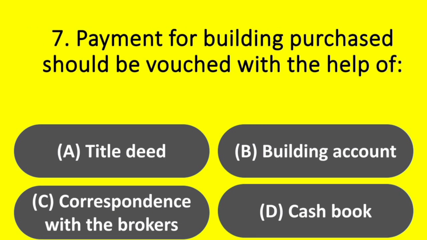Payment for building purchase should be vouched with the help of: Option A: title deed. Option B: building account. Option C: correspondence with the brokers. Option D: cash book. Answer: option A: title deed.